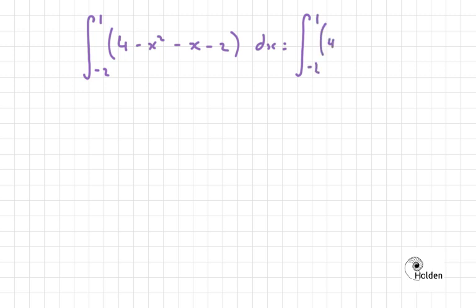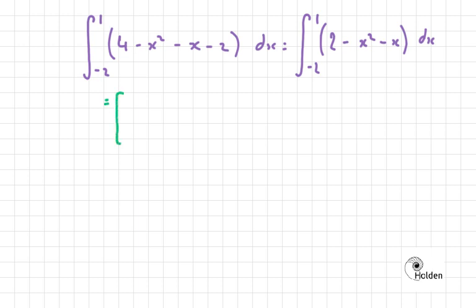So, next page. Let's just rewrite that. The integral from minus 2 to 1 of 4 minus x squared, minus x minus 2, with respect to x. Simplify a little bit: 4 minus 2 is 2, so we have 2 minus x squared minus x with respect to x. Okay, so we can integrate this function now.